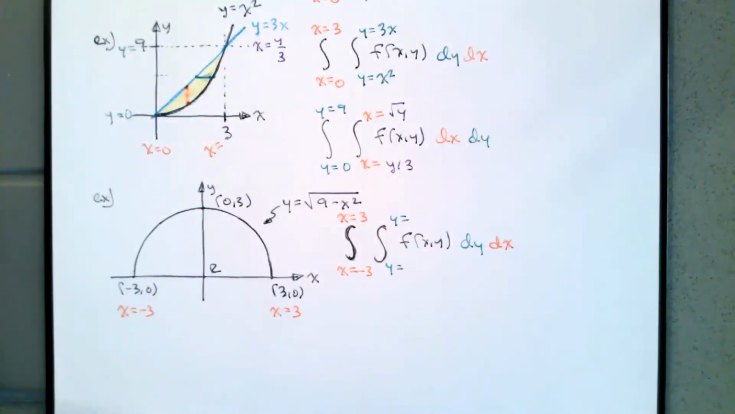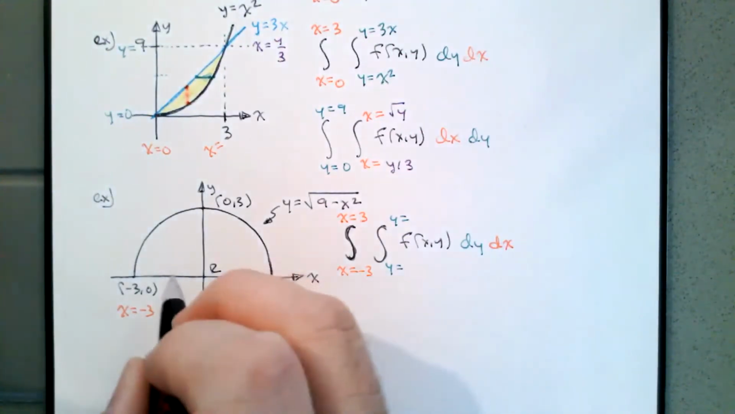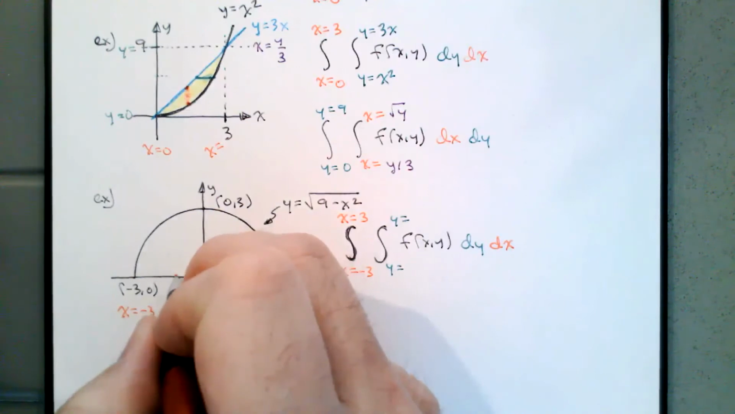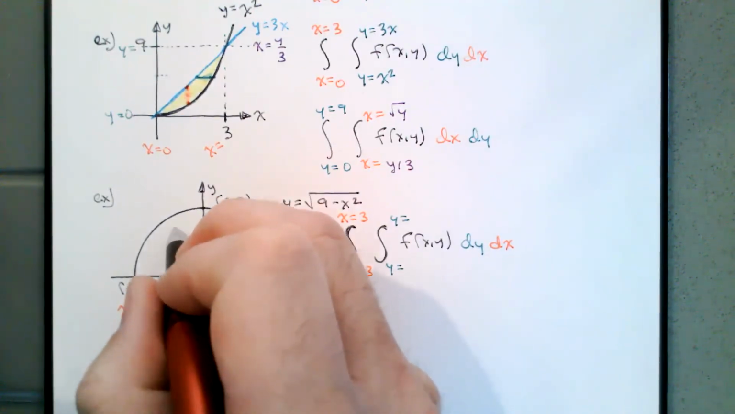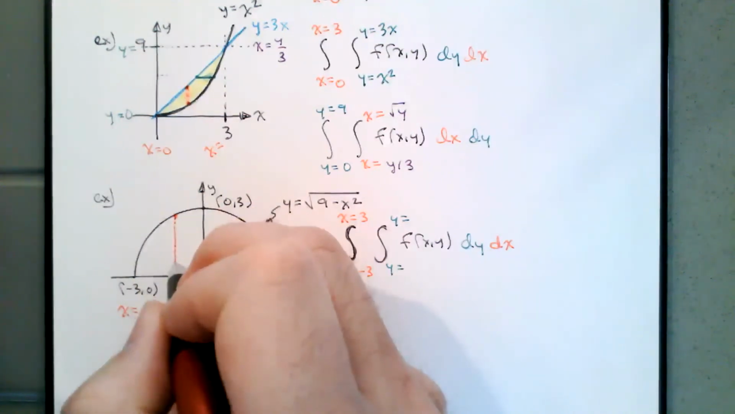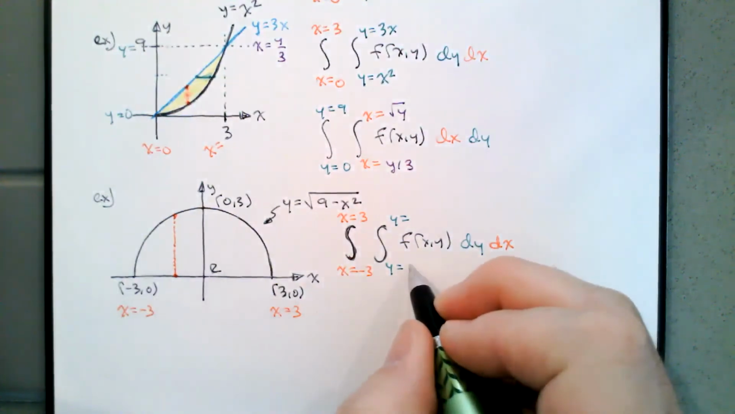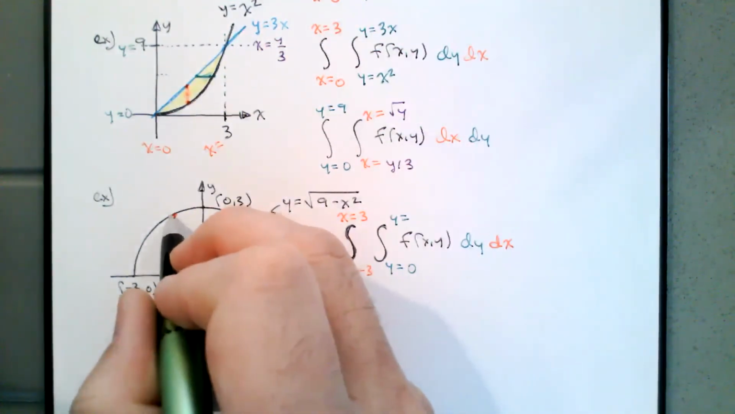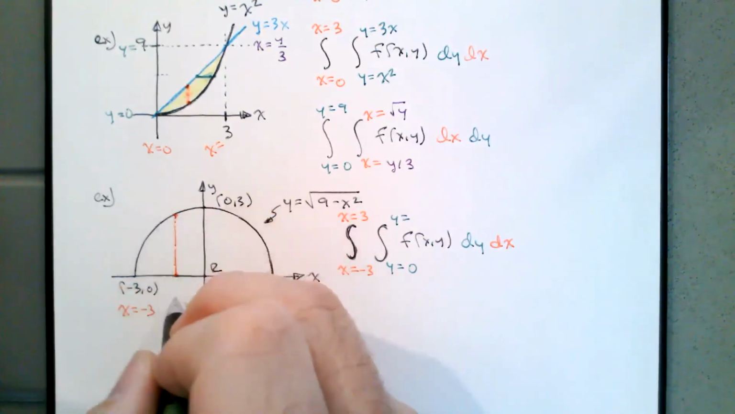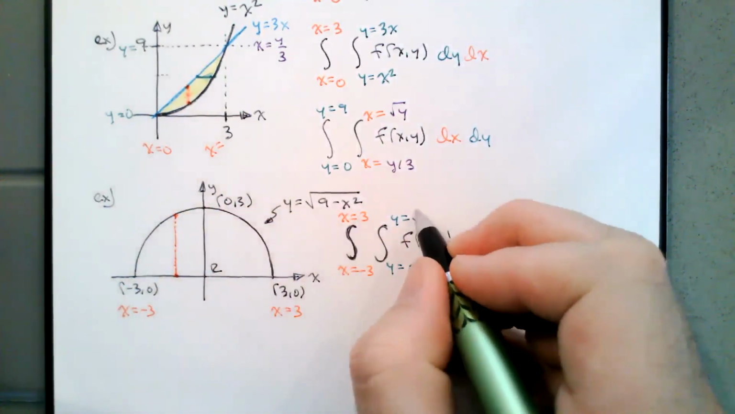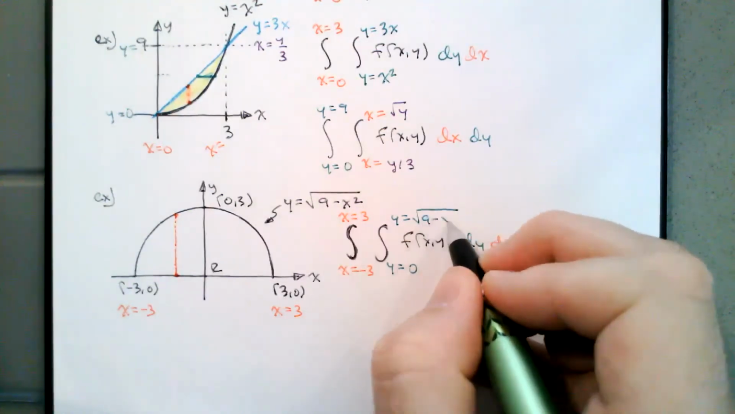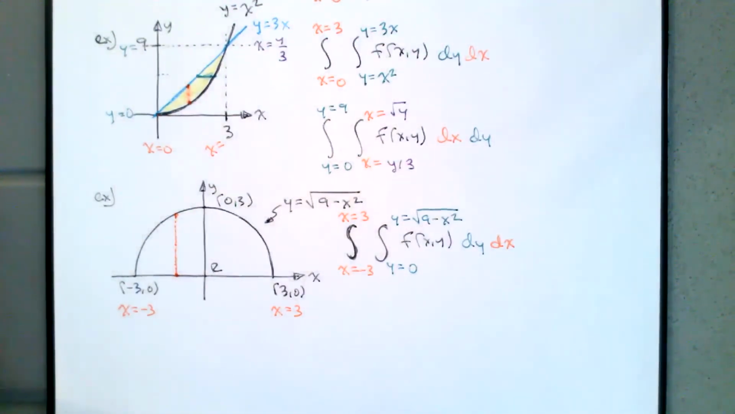So now we're going to pick a generic x value and figure out what y is between. So I'm going to pick a generic x value and find the lowest y value and the highest y value. The lowest y value is down here on the x-axis where y is equal to 0. And the highest y value at this generic x value is at the circle. So we'll stop at the square root of 9 minus x squared. There's a double integral describing this semicircular region.